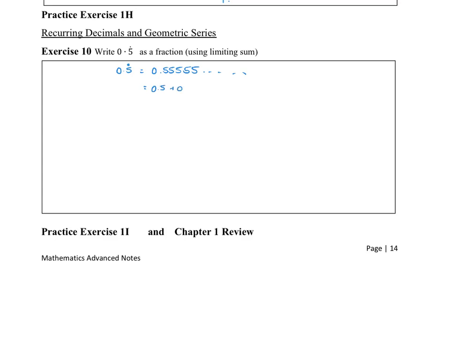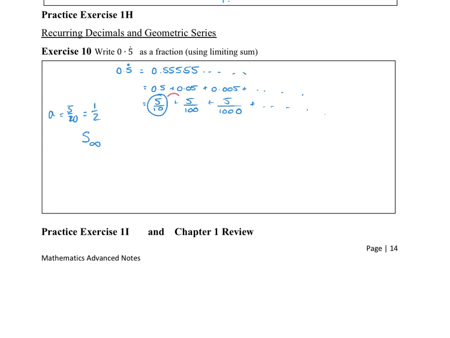If I write these as a fraction, so that's like saying 0.5 plus 0.05 plus 0.005 plus, see the pattern? Which is the same as saying 5 over 10 plus 5 over 100 plus 5 over 1,000. Can you recognise what this is? This is a sum to infinity where a is the first term, 5/10, which actually simplifies down to a half.